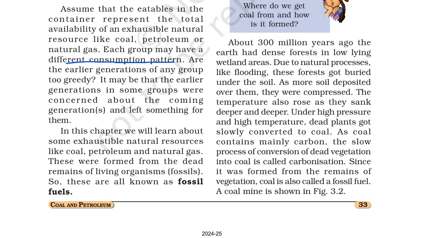Okay, now moving to the last part of it, it says in this chapter we will learn about some exhaustible natural resources like coal, petroleum, and natural gas. So these were actually formed from the dead remains. How we get coal, petroleum and natural gas is all because of the dead remains of living organisms. They get buried under the soil and get compressed, and temperature rises, and under the high pressure these dead plants get converted to coal. And this is what fossil fuel is about.